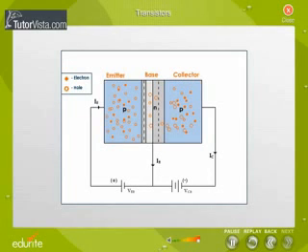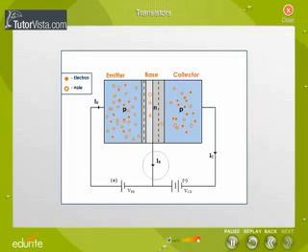Most of the holes coming from the emitter are able to diffuse through the base region to the collector region. In the collector region, these holes see the favorable negative potential, and hence they easily reach the collector terminal to constitute the collector current IC.